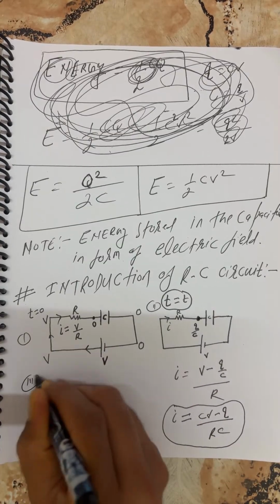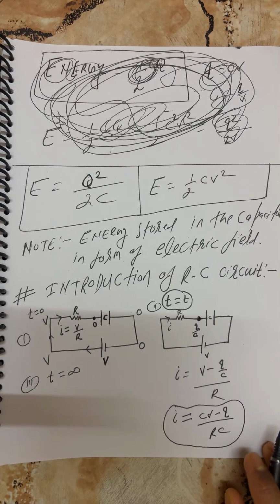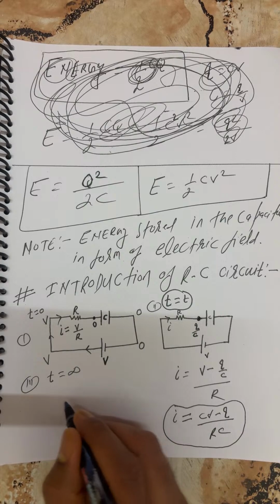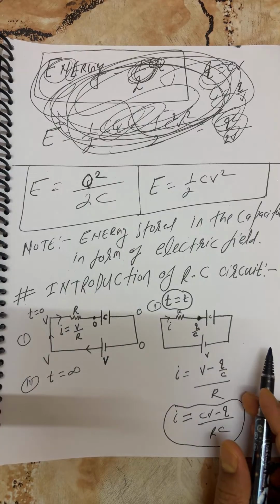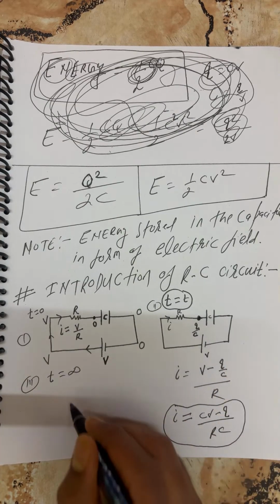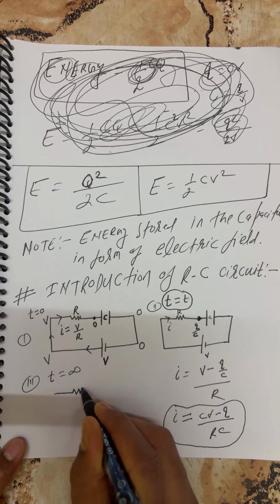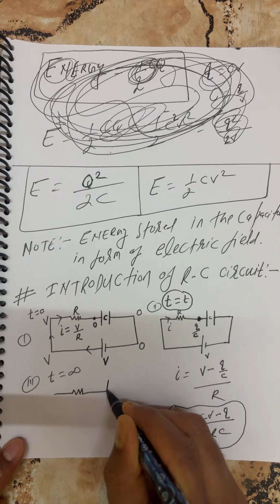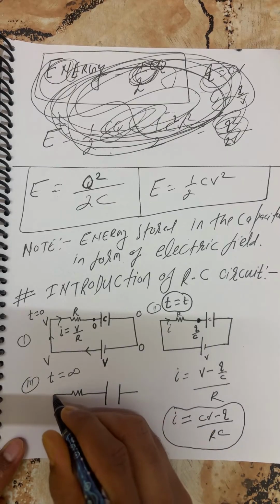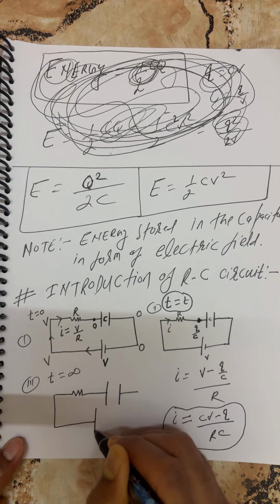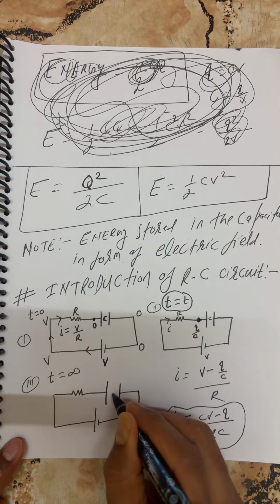Third part, beta. Let us say time becomes infinite. For that condition, the capacitor becomes fully charged. Once the capacitor becomes fully charged, there is no value of current. And this stage is known as steady state.